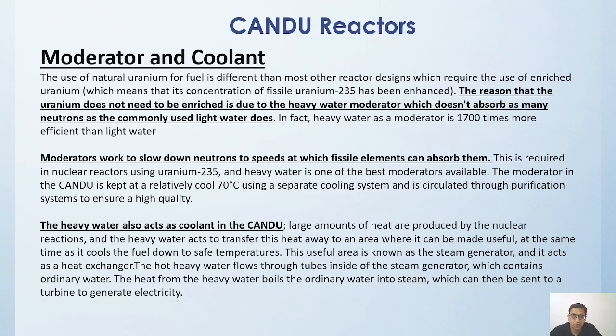We all know that a moderator is used to slow down the neutrons, to reduce their speed so that they cause more fission reactions inside the reactor. This moderator is also kept at a cool temperature of around 70 degrees Celsius as compared to the other temperatures, and there is a separate cooling mechanism for the moderator. Heavy water is also utilized as a coolant in the CANDU reactor, and this coolant is used to transfer the heat from the reactor core to the steam generator.